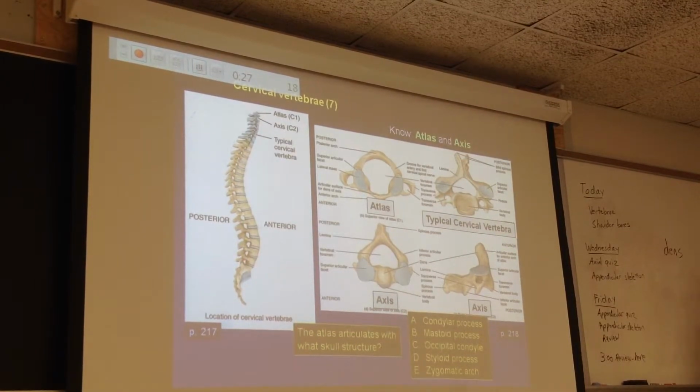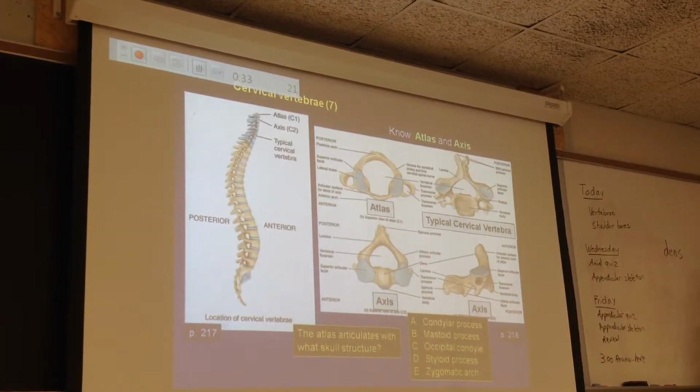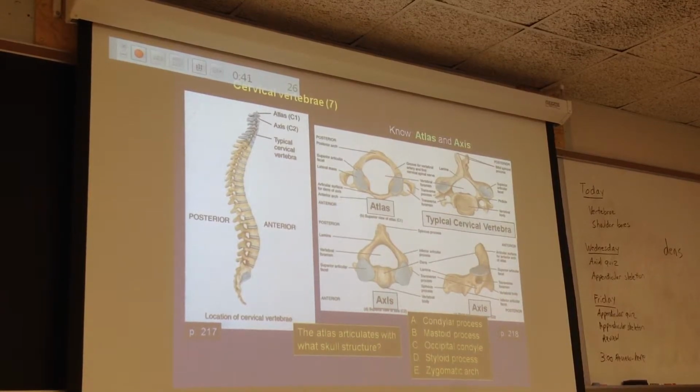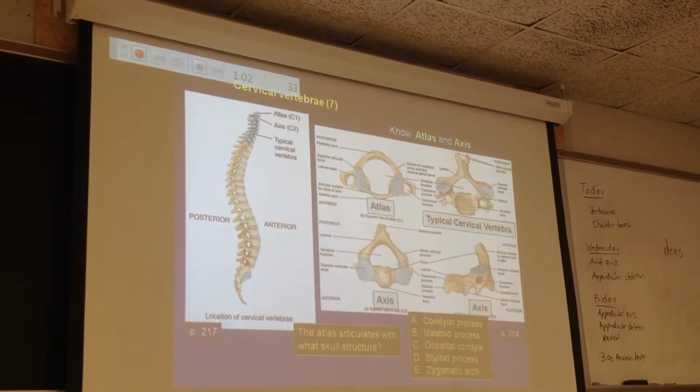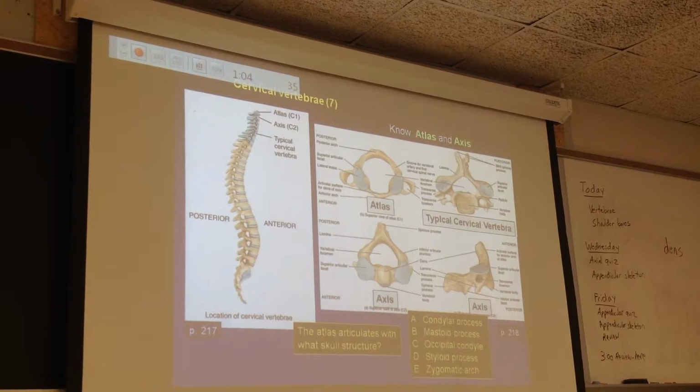So this asks, the atlas articulates, that is, connects with what skull structure? So there's a particular skull structure or structures on the skull that the atlas connects with. You might think of Atlas. Atlas was a member of the Greek god mythology that bore the world on his shoulders. The idea here is Atlas supported the whole world. And again, the Atlas here supports the cranium, supports the skull, the head. That's where that name came from. Let's see here. Atlas articulates with what skull structure?